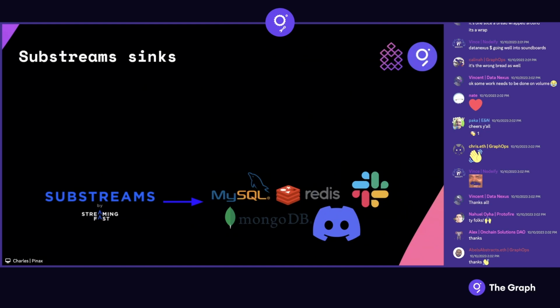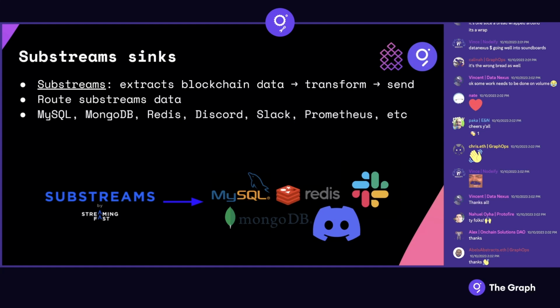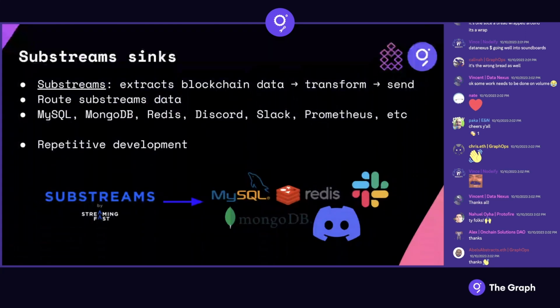But first, I'm gonna quickly go over Substreams and syncs to give more context. So Substreams is a technology developed by Streaming Fast that allows us to extract, transform, and use blockchain data from many different blockchains. Then this data can be routed to syncs that will let us do whatever we want with it. So it could be used for storing in a MySQL database, MongoDB, Redis.